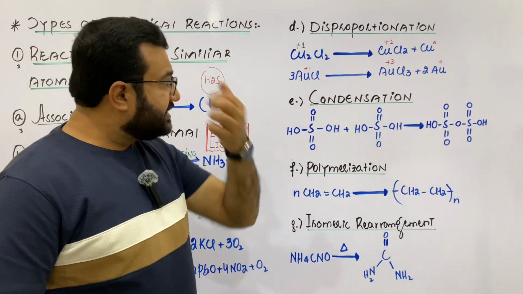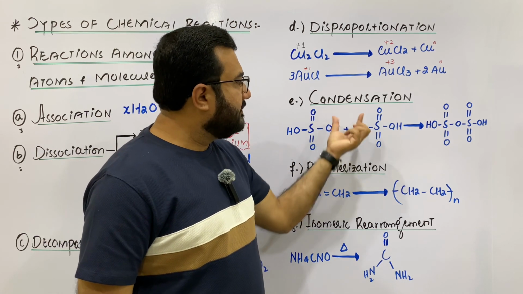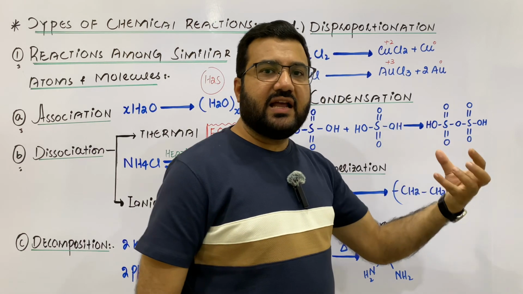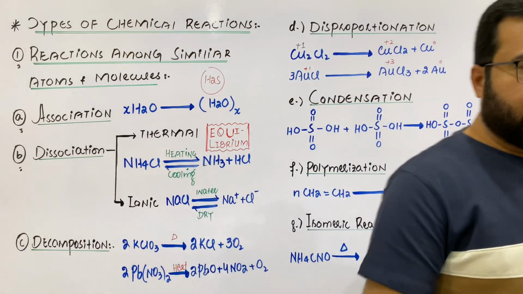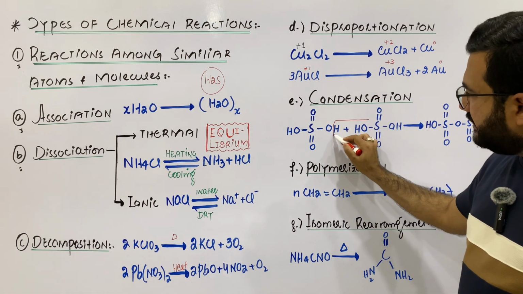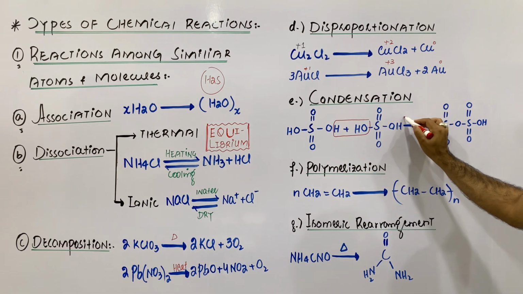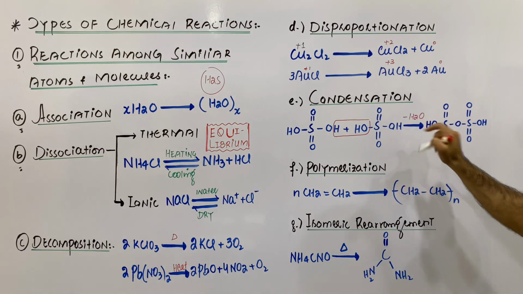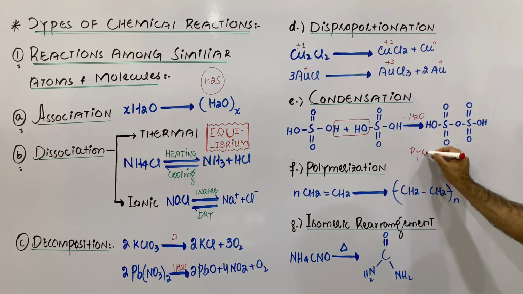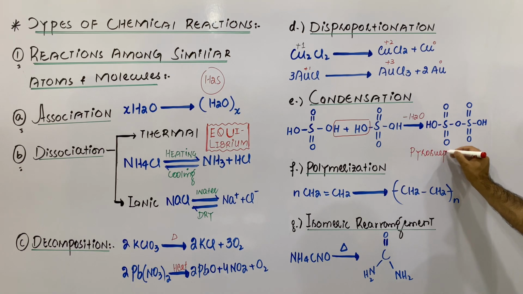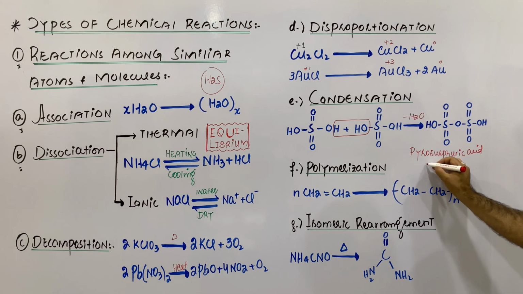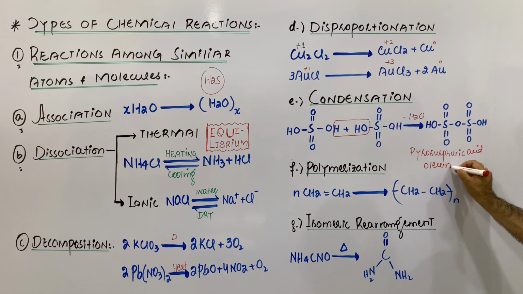The next is condensation. My dear students, in case of condensation, two small molecules join to form a large molecule with the elimination of a small molecule. Just like in this case, these are two molecules of sulfuric acid. They will join, and when they join, water will be released, and after the loss of water, they will form the pyrosulfuric acid, which is also called oleum.